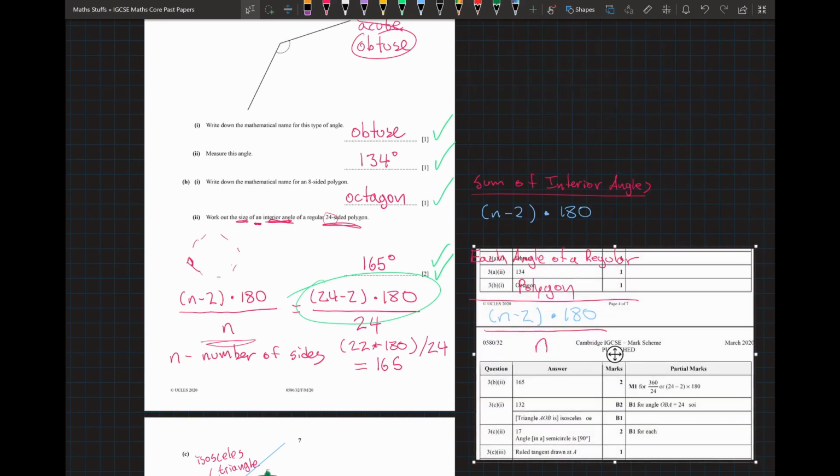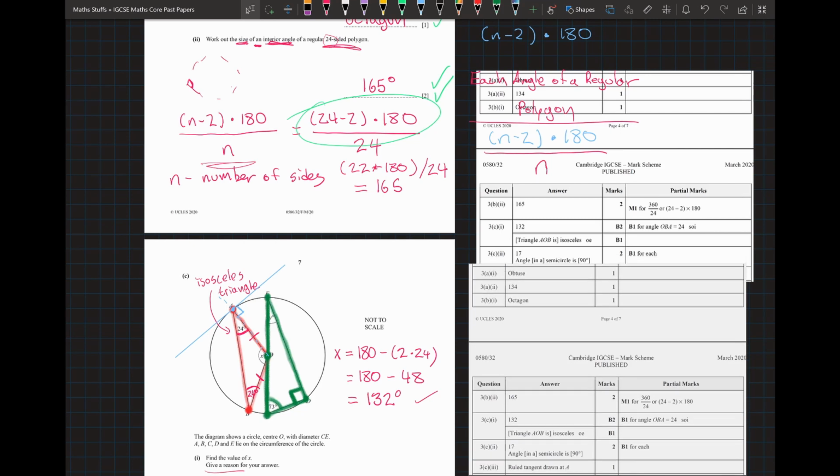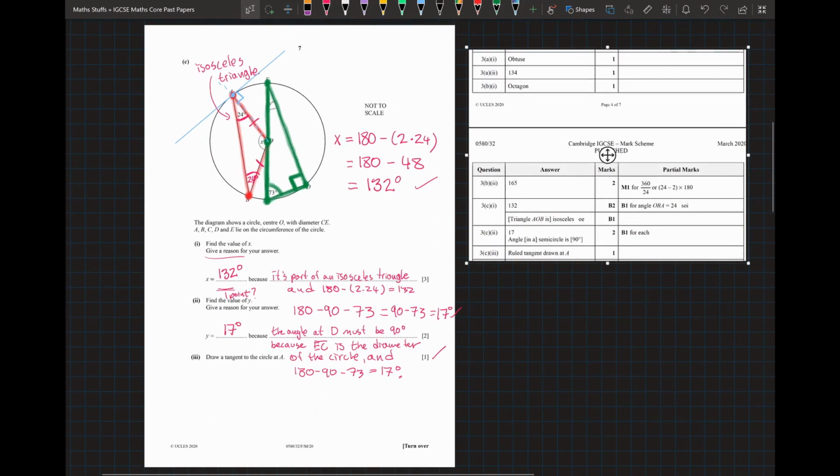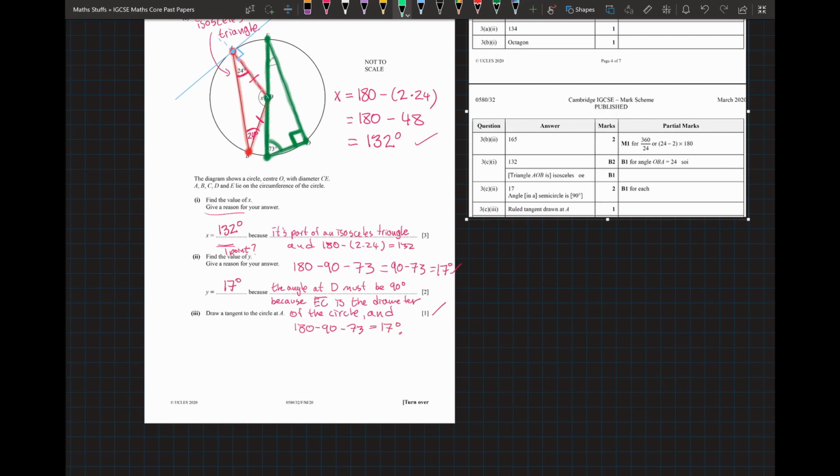Bring this down again. 132. So for angle OBA equals, how are these points divided up? I see, we get 1 point for this, 132 degrees. It's part of an isosceles triangle, that's our second point. And our third point is OBA being 24, which we've kind of implied in our work here. So I'm going to go ahead and give myself that third point.